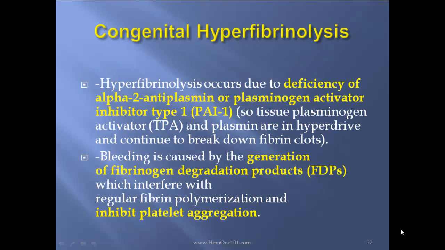So hyperfibrinolysis occurs due to a deficiency of alpha-2 antiplasmin or plasminogen activator inhibitor. So the TPA and plasmin are in hyperdrive and continue to break down the clots. Now the bleeding is caused by the generation of FDPs, which interfere with regular fibrin polymerization and inhibit platelet aggregation.